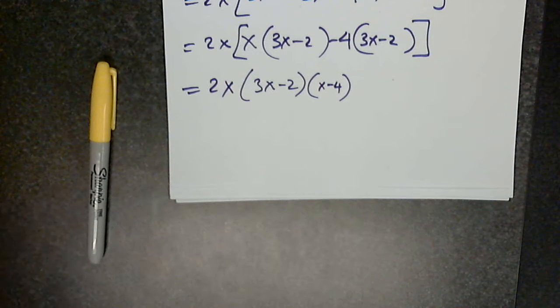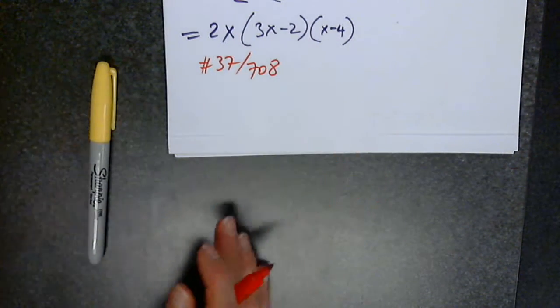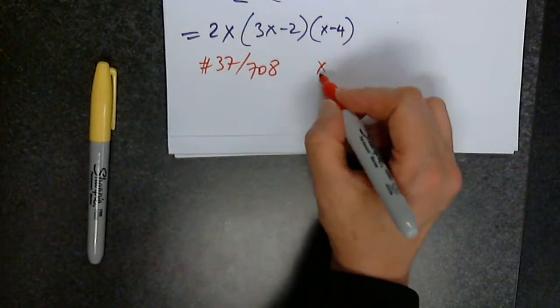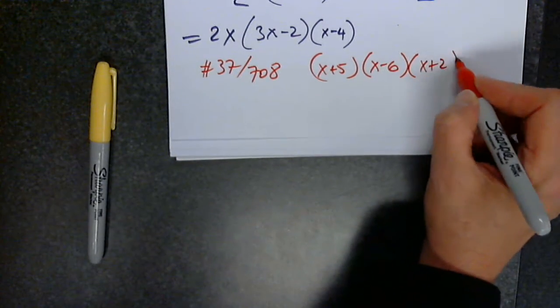Back to chapter 11. Let's look at another inequality. I'm still in the review section. So let's say number 37 on page 708, and that is x plus 5, x minus 6, x plus 2, less than or equal to 0.